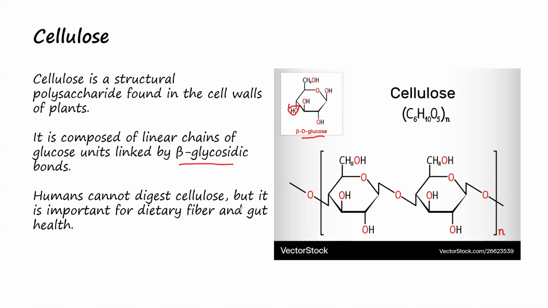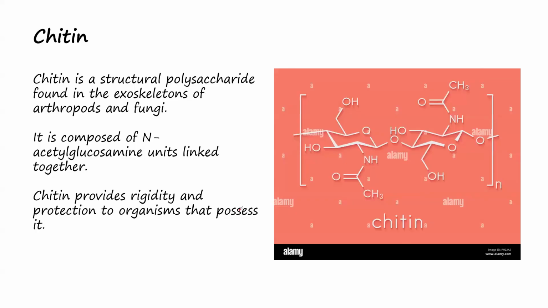But it is important for dietary fiber and gut health. That is a microbial organism. So the next one is chitin. Chitin is a structural polysaccharide that is found in the exoskeletons of arthropods and fungi. This chitin is also another example of a polysaccharide, and it is found in the exoskeletons of arthropods and fungi.